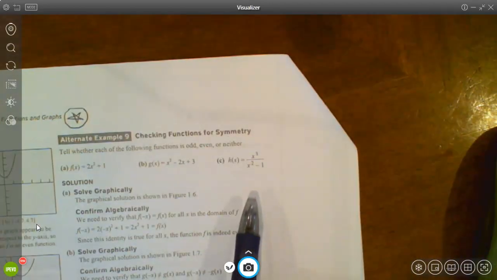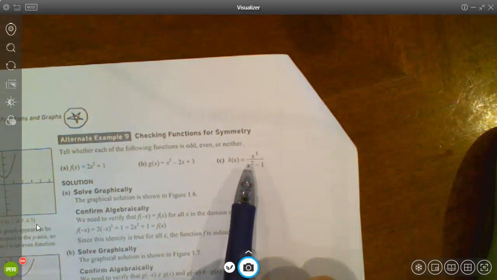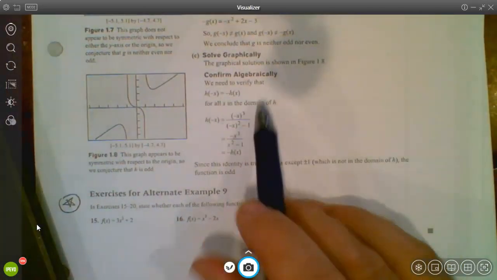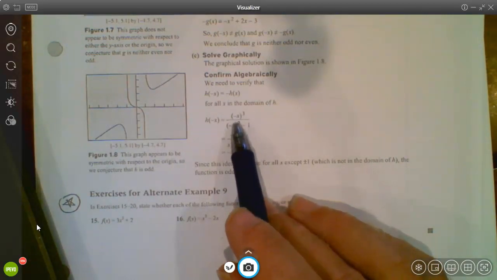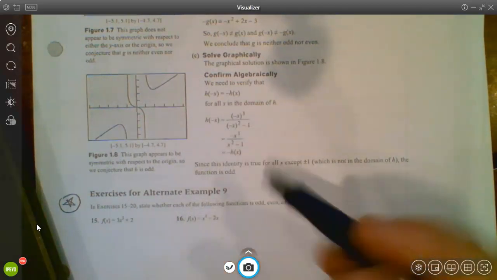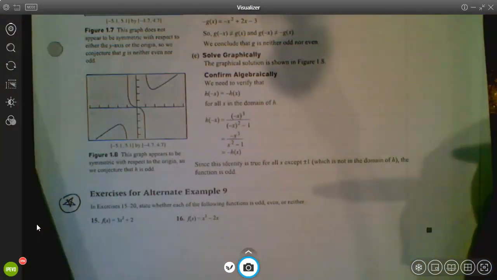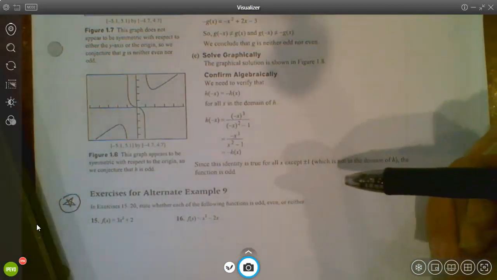So one more here, I'm going to take example C. Again, I'm going to replace my x's with negative x, and let's take a look and see what happens. So here you go. Replacing the x's with negative x, we're going to do a little cleanup on that, and this is what you get. And then again, we need to compare this to what the original one says.